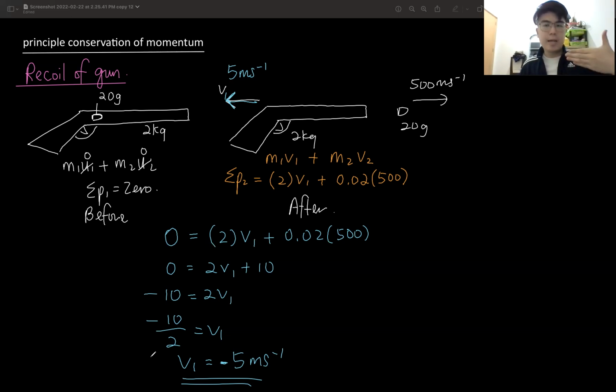When the gun hits your chest at 5 meters per second, it can be quite painful. Sometimes it may cause a bit of a fracture. Okay, 5 meters per second. So how do you minimize this recoil velocity? If I want to minimize this 5 meters per second, how do I minimize it?